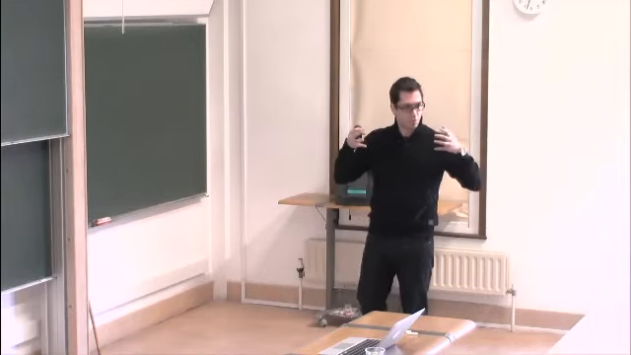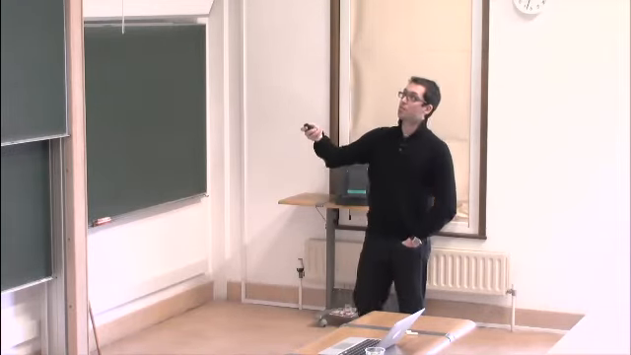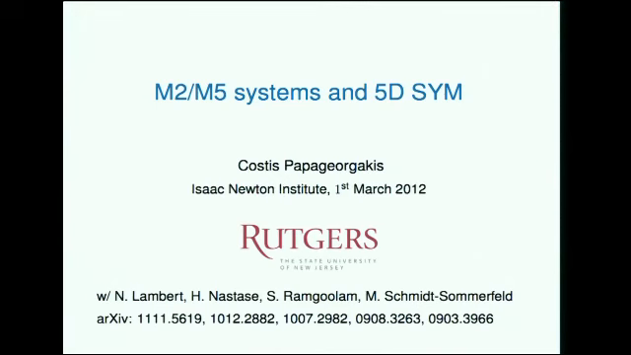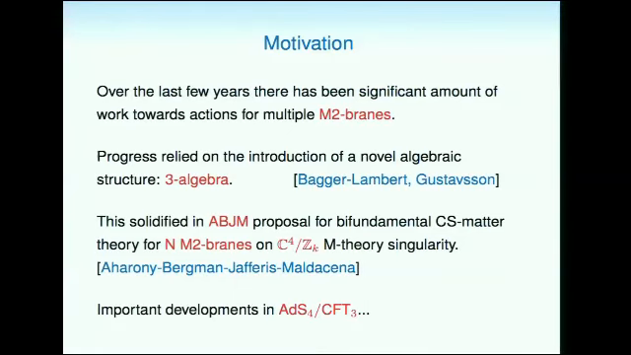But the main point of this talk is going to be to try and convince you that 5D Yang-Mills has something to tell us about the theory of multiple M5 branes in M-theory. And this is based on a conjecture that we had in a paper with Neil and Max Schmidt-Sommerfeld about a year ago. So I'll start with some rather extended introduction about why we want to consider these theories.